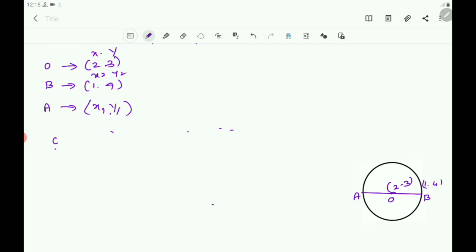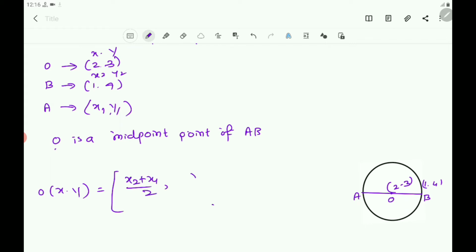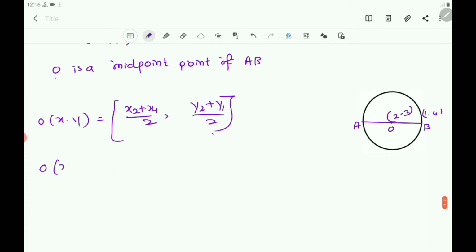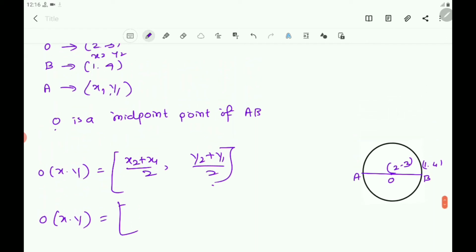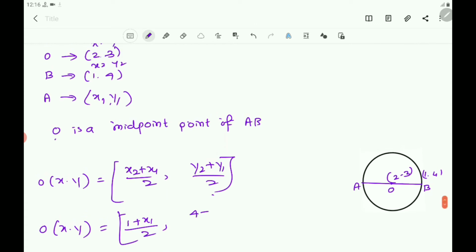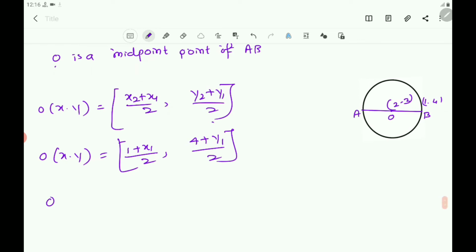Now O is the midpoint of AB. So you write the midpoint formula, that is O of (x, y) equals ((x2 plus x1) by 2, (y2 plus y1) by 2), that equals O of (x, y) equals ((1 plus x1) by 2, (4 plus y1) by 2).